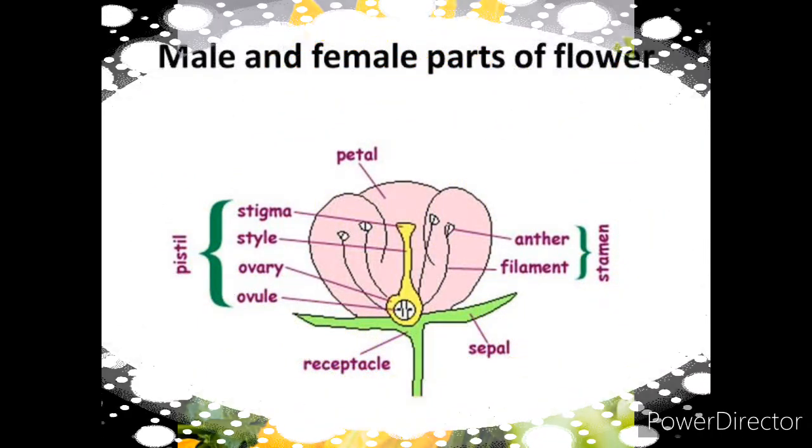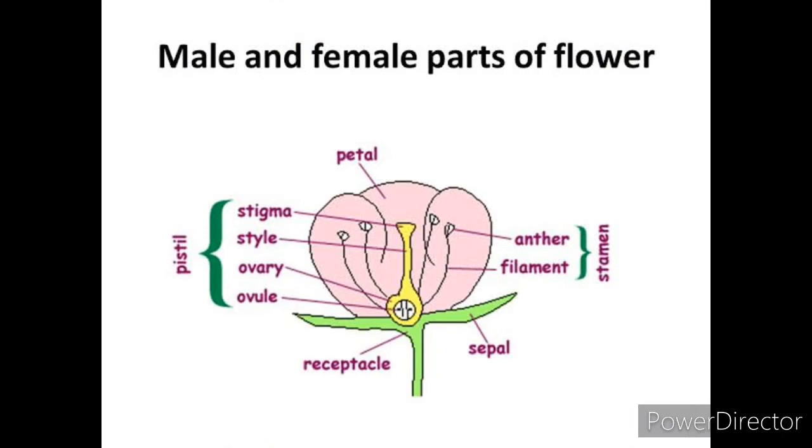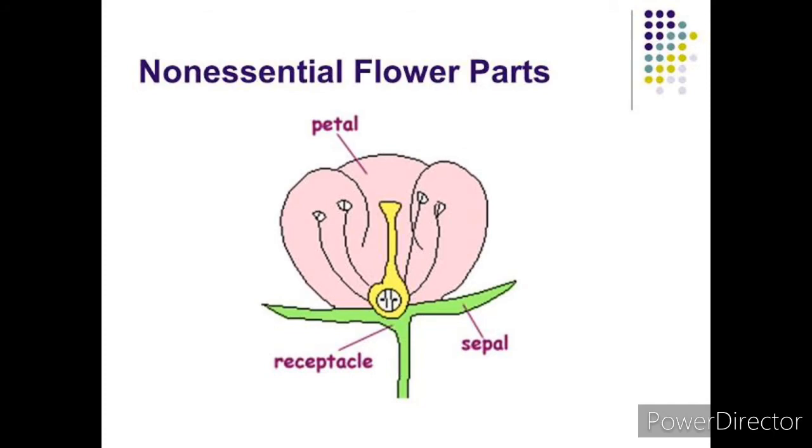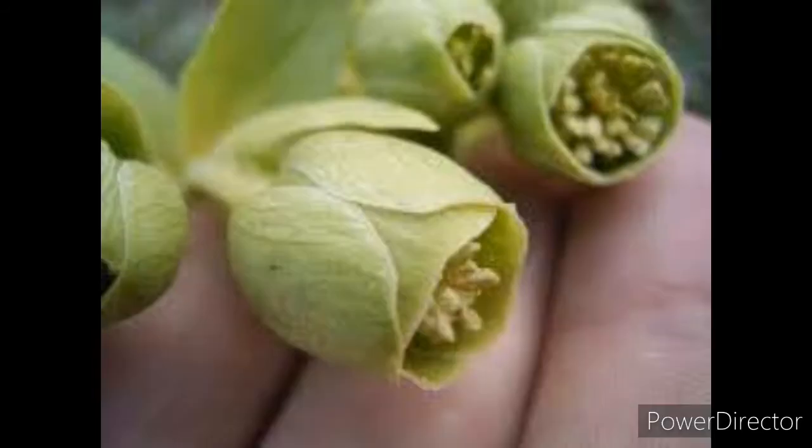Essential or reproductive parts of the flower are those that are directly concerned with reproduction. These are the stamens, that is the male part, and the carpels, the female parts. The non-essential or accessory parts are the helping parts, which either protect the reproductive parts of the flower or make the flower attractive for pollination. These parts include the sepals and petals.